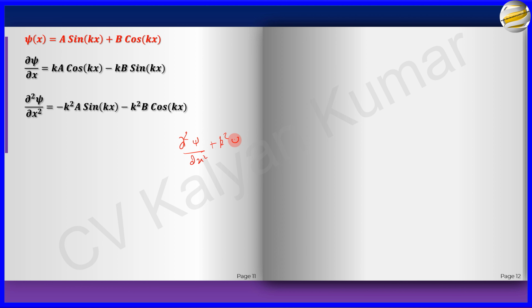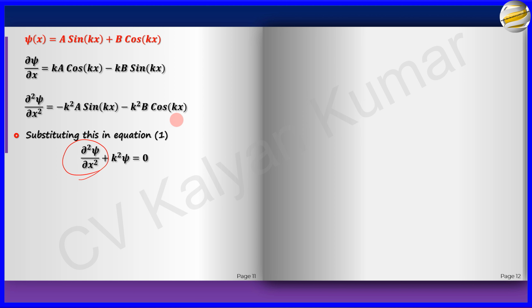k squared psi is 0. Remember, we got this, and you must ensure that you keep writing it. So I'll show you that equation. Substituting this in equation 1, which is this, check whether it works or not. So what is this? This is this.